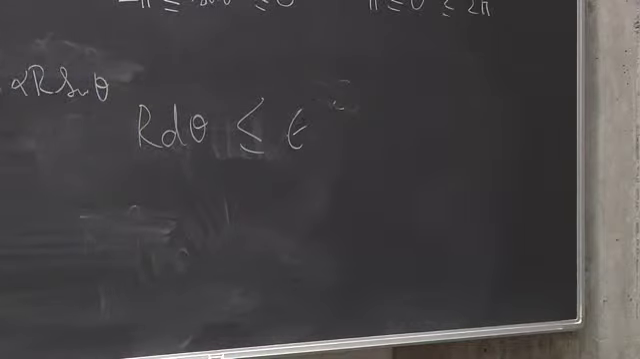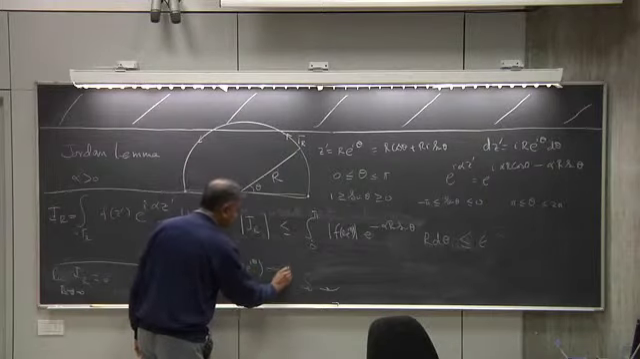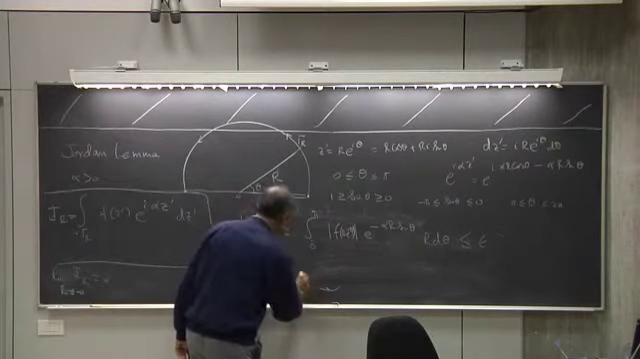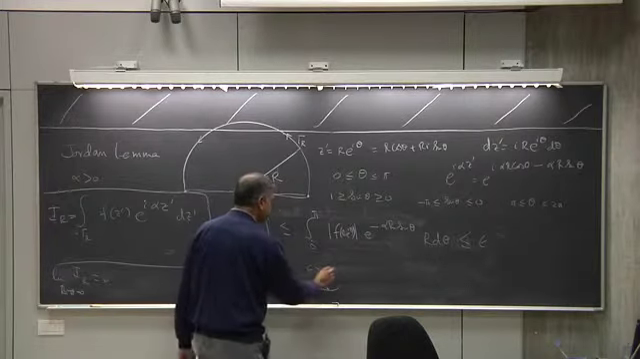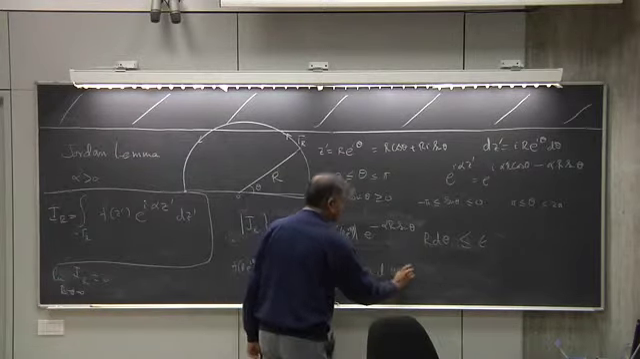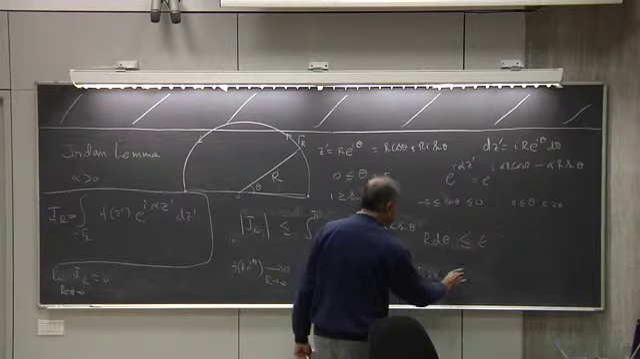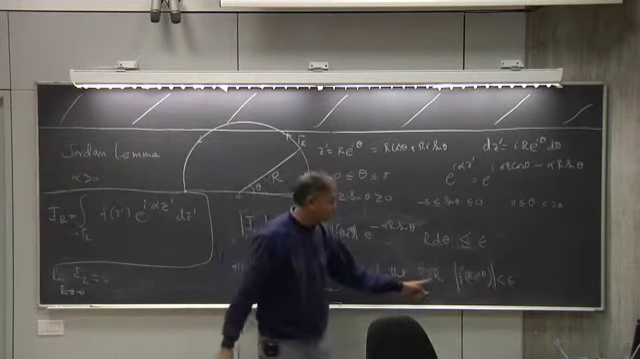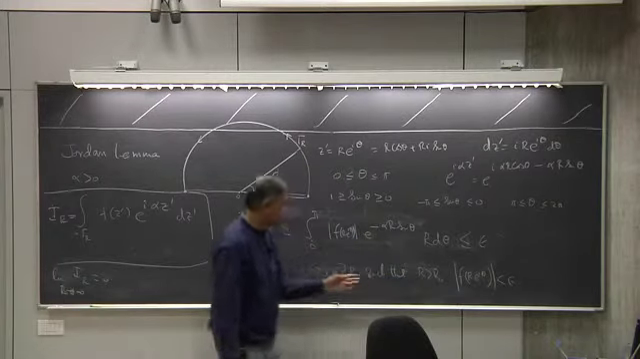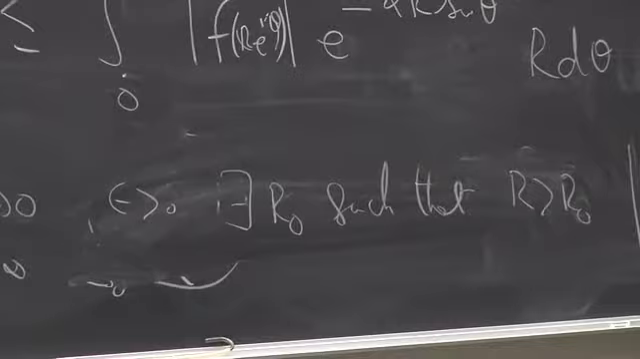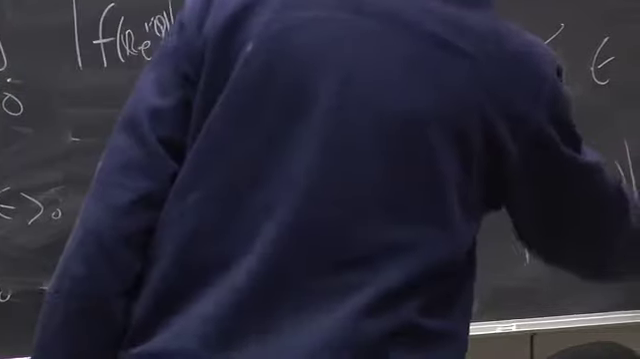What are we saying? We are saying that f(r e^{i theta}) goes to 0 as r goes to infinity uniformly, uniformly as a function of theta. What does it mean? It means that for any epsilon greater than 0, there exists some r naught such that for any r greater than r naught, the absolute value of f(r e^{i theta}) is less than epsilon, and this r naught is independent of theta. So just take any capital R which is greater than r naught. After all, eventually we want to take the limit r goes to infinity. Then we are saying that this is less than epsilon.